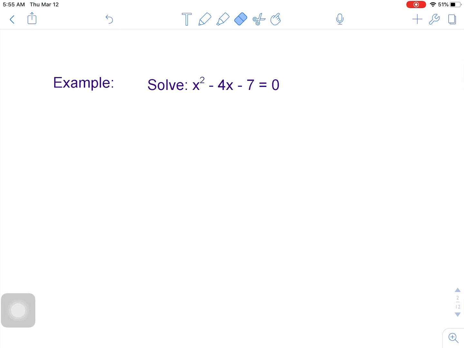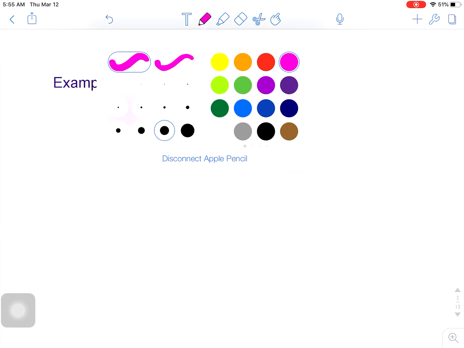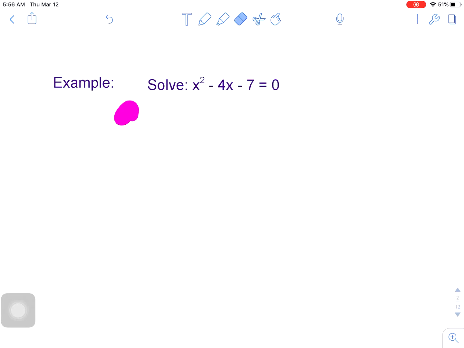We're going to solve x squared minus 4x minus 7 equals 0. So we're going to break it down. Okay, so a equals 1, b equals -4, and c equals -7.